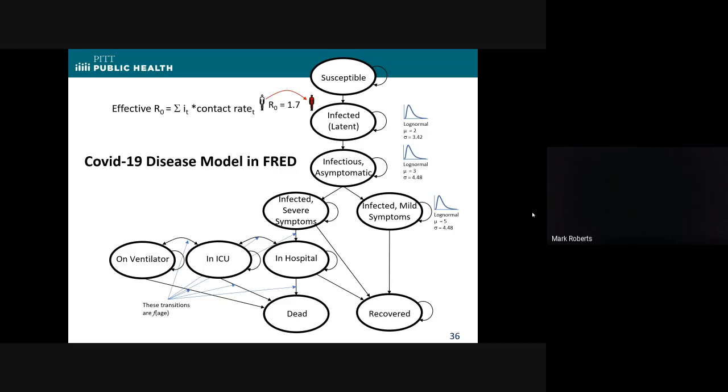Once you become symptomatic, you can become either severely symptomatic or mildly symptomatic. And if you're severely symptomatic, you can require hospitalization. Once you're in the hospital, you can require going to the ICU. Once you're in the ICU, you can require a ventilator. And from any of those, whether on a ventilator, in the ICU, or in the hospital, you can die. And all of those transitions, once you become symptomatic, are age dependent. They are more severe if you're older than if you're younger.